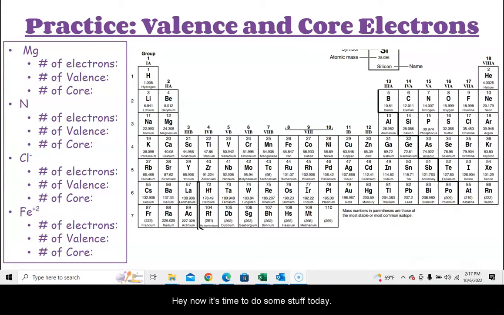Okay, now it's time to do some practice with total electrons, number of valence electrons, and core electrons, with the challenge ones of 2 ions down here, the chlorine ion and the iron ion, to see if you remember how to use those electrons as well. I'll give you a few minutes to try them and write down the answers before we go over them. If you're watching the video, pause now to do the practice.